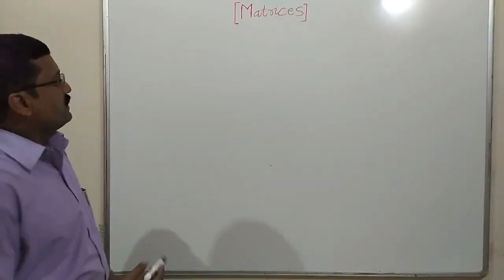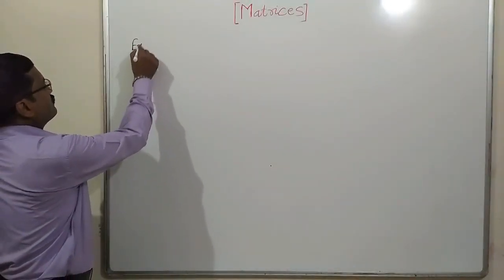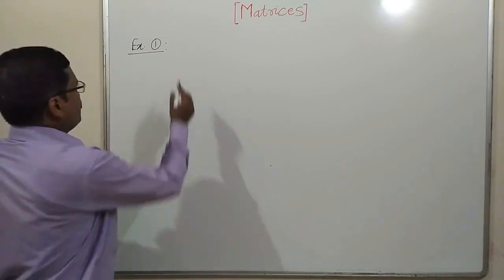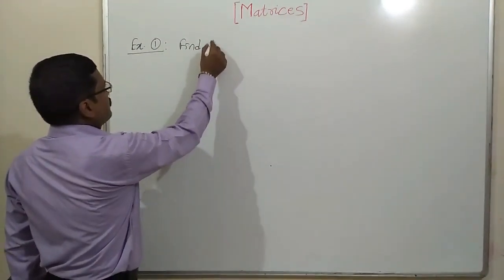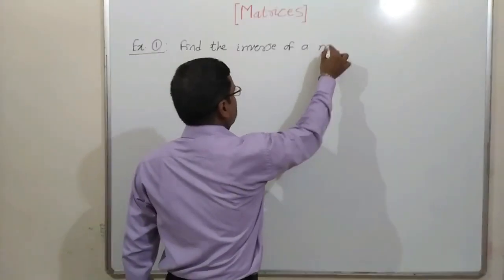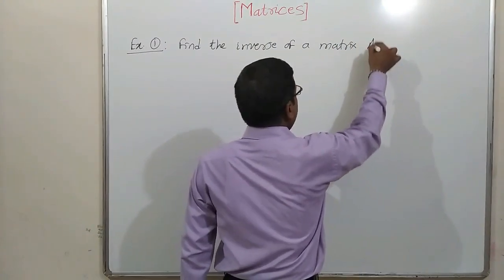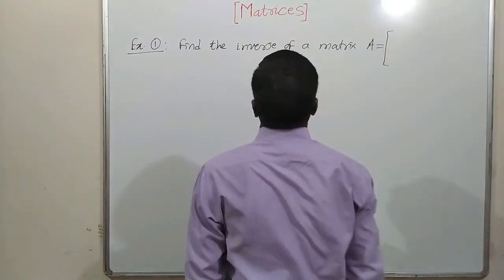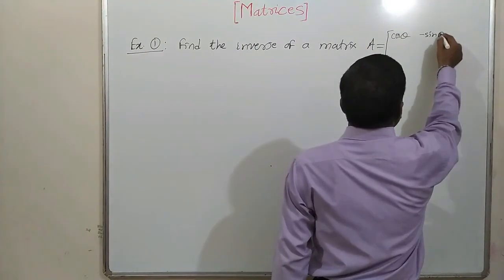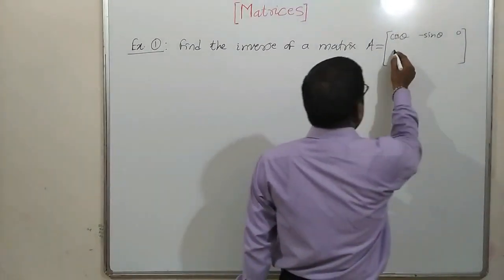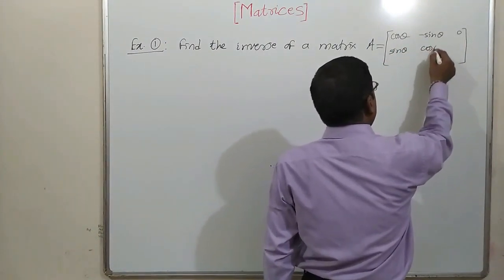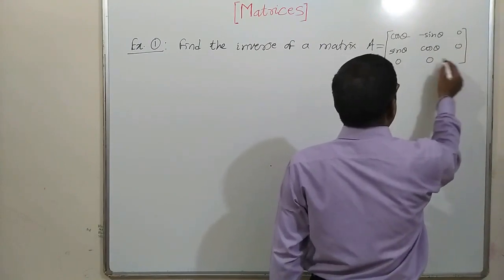Let us see example number 1. Find the inverse of a matrix A, which is given as cos theta, minus sin theta, 0, sin theta, cos theta, 0 and 0, 0, 1.